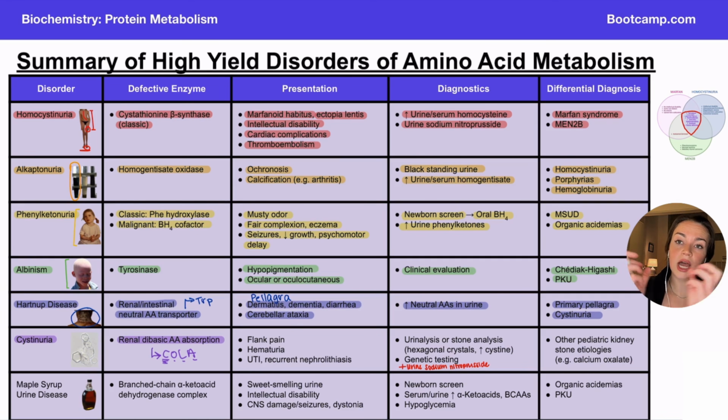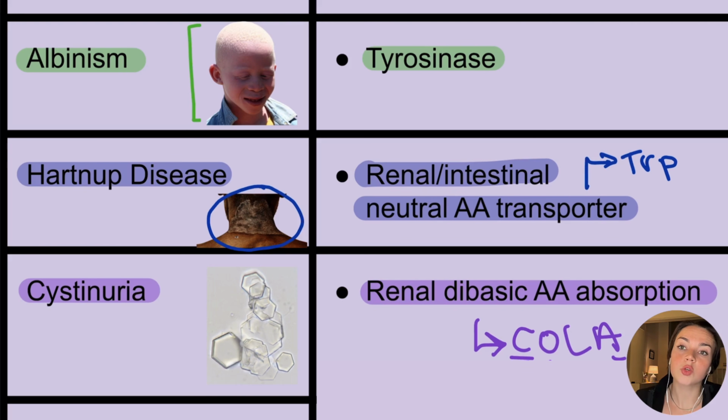That cysteine will concentrate into stones. So you'll get recurrent kidney stones and symptoms of urinary tract obstruction and infections. So things like flank pain, hematuria, and then UTIs and recurrent kidney stones. To diagnose this, you'll do a urinalysis or a stone analysis where you'll see hexagonal crystals as well as an increase in cysteine. Back over to our representative image for cystinuria here.